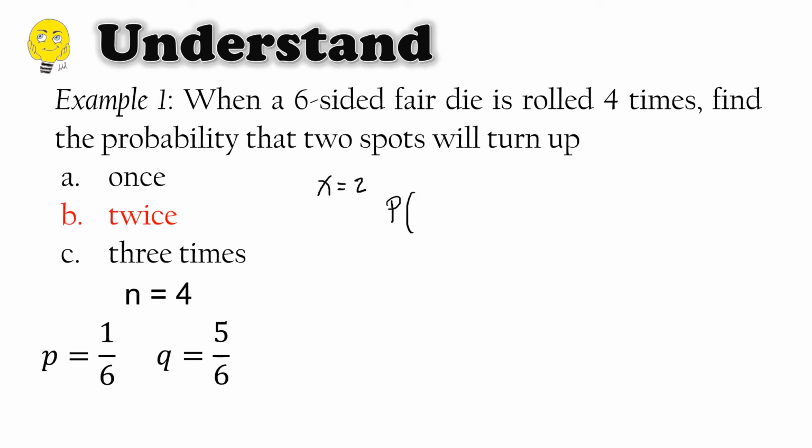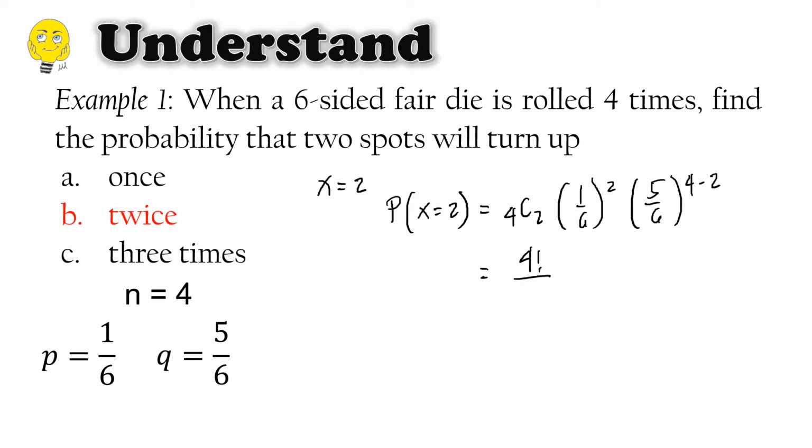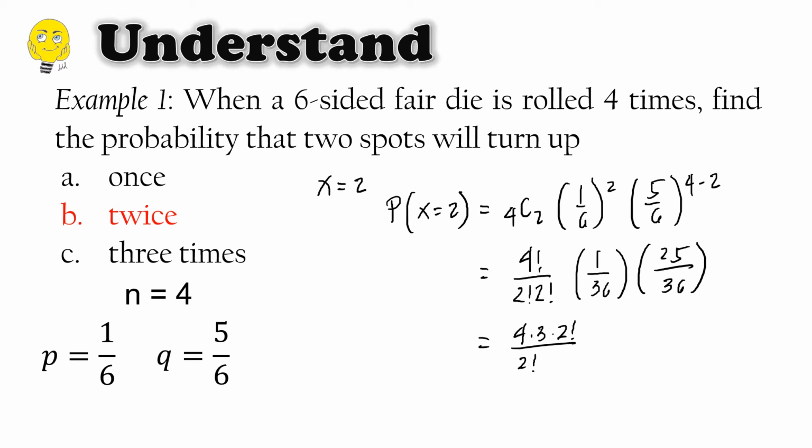And the probability of getting 2 spots twice will be 4 combination 2 times 1 over 6 raised to 2 times 5 over 6 raised to 4 minus 2. 4 combination 2 is 4 factorial over 2 factorial 2 factorial. 1 over 6 squared is 1 over 36. 5 over 6 raised to 4 minus 2 is 5 over 6 squared, so we have 25 over 36. 4 factorial is 4 times 3 times 2 factorial. Then we have 2 factorial. The other 2 factorial is 2 times 1. Times 1 over 36 times 25 over 36.